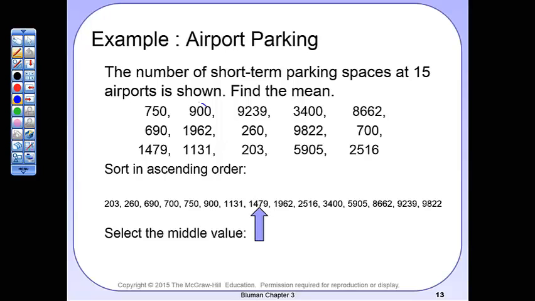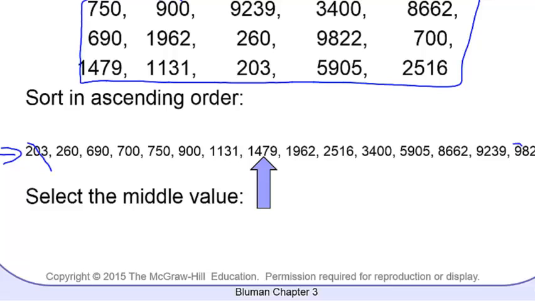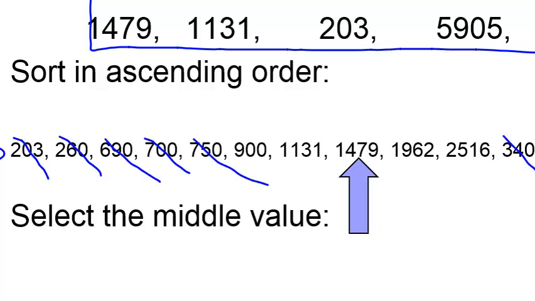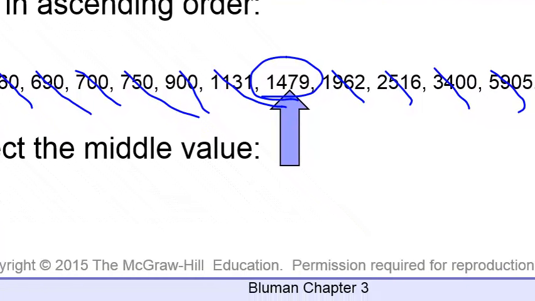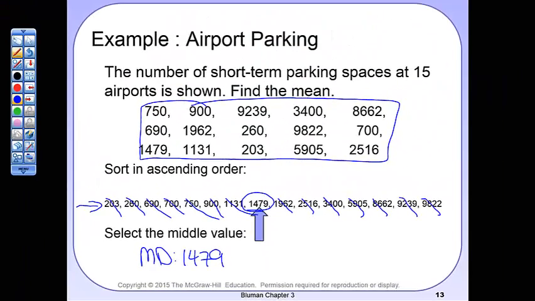So here is the information, and the first thing that we do is put it in order from least to greatest. Then we want to find the middle point. Normally what I do is I start marking them out one for one on each end. And then the one that's in the middle that hasn't been marked out is my median. So for this case, the median is equal to 1,479. 1,479 is our middle value.